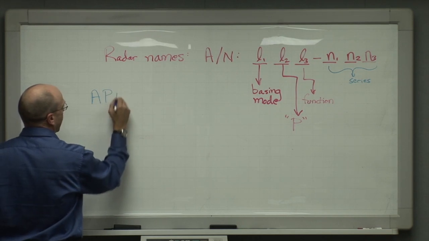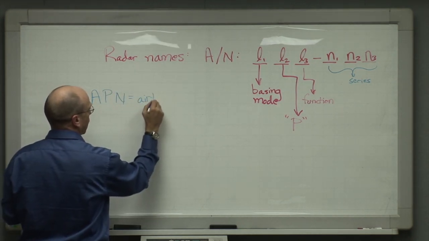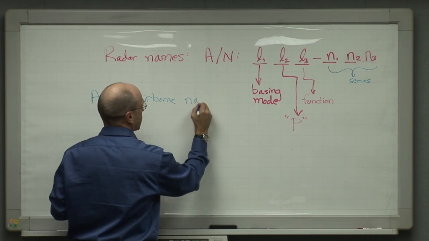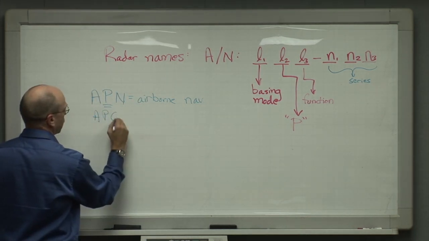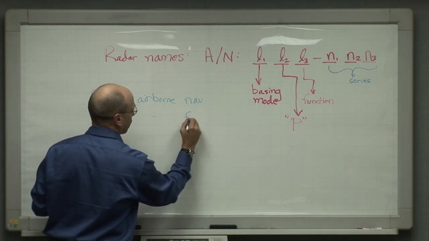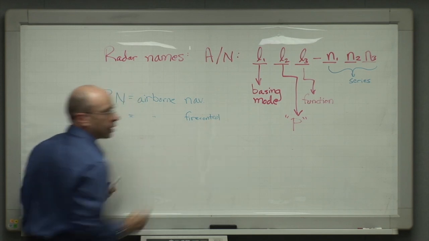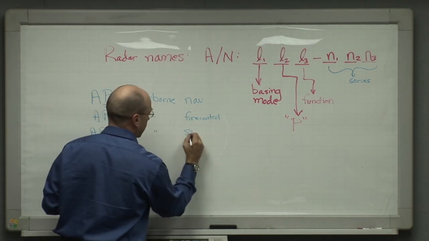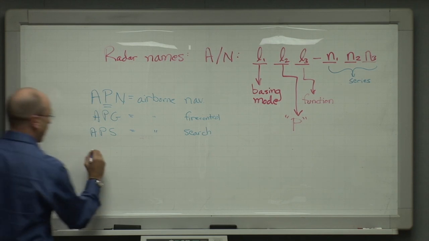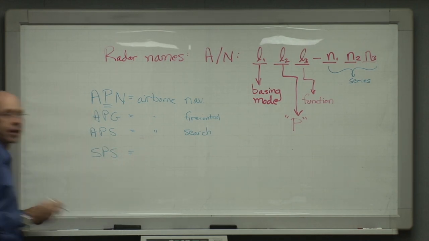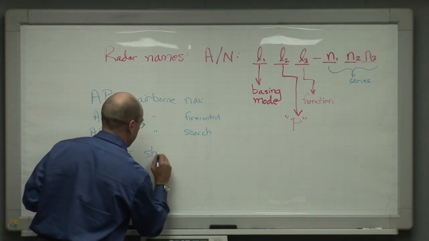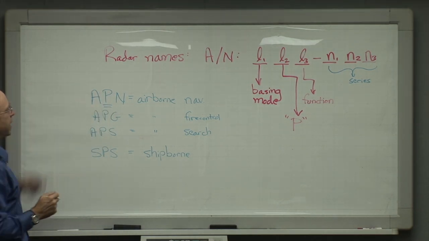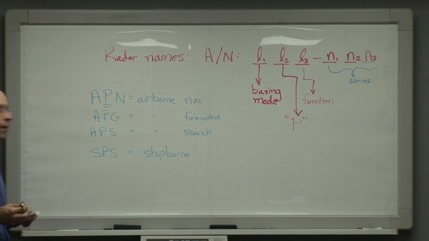An APN is an airborne, and we'll assume that the P means radar, so I won't repeat that. Airborne navigation radar. An APG is airborne fire control, the G apparently standing for gun. APS is airborne search, and so forth. Now, suppose that we have an SPS. What do you suppose an SPS would be? Shipborne. And then you can see how we could have an SPS, an SPG, an SPN. If it's an SPN, they'll call it a SPIN. They type it the SPIN 43.